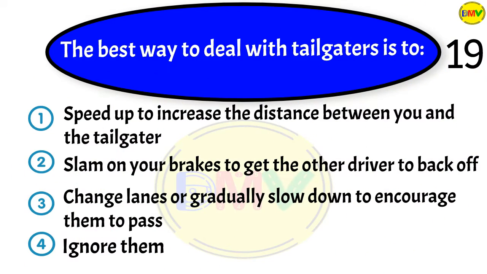Question 19. The best way to deal with tailgaters is to: 1. Speed up to increase the distance between you and the tailgater. 2. Slam on your brakes to get the other driver to back off. 3. Change lanes or gradually slow down to encourage them to pass. 4. Ignore them.